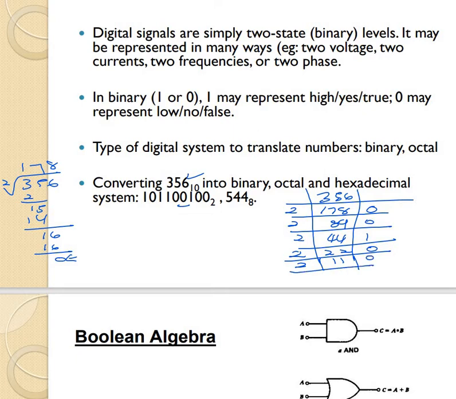11 divided by 2, we will get 5, right? So we will have a remainder because 2 times 5 is 10. So we have 1 remainder here. We divide by 2 again, and we will get 2 here, remainder is 1, right?